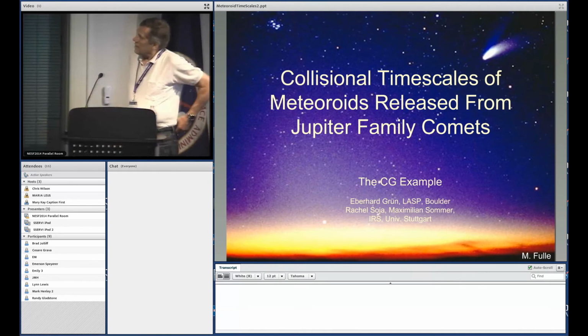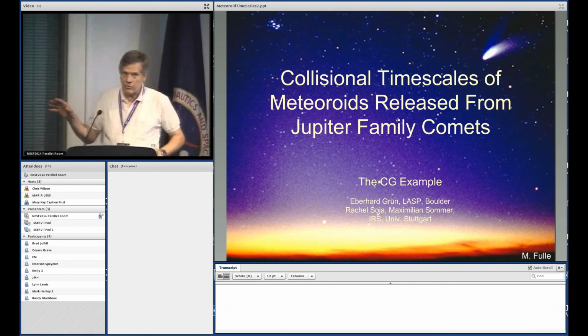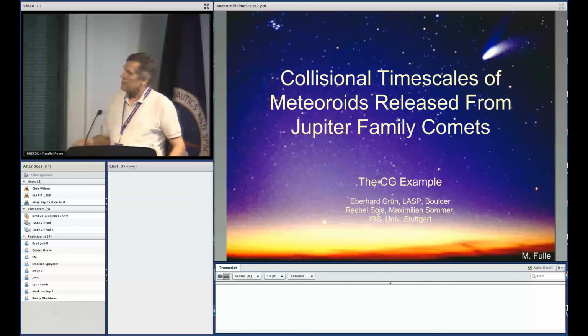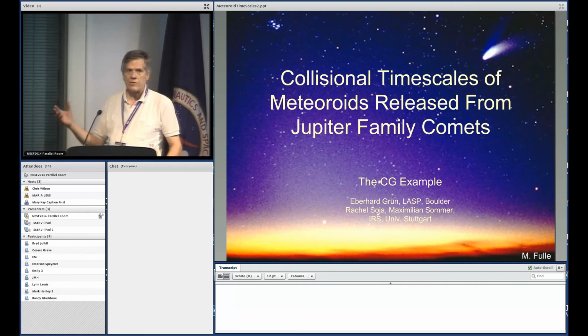Okay, this is work in progress. My collaborators are Rachel Surya and Max Sommer from the University in Stuttgart. So far we looked at a specific example, Comet Churyumov-Gerasimenko, and over the next months we hope to get much more information on the release of meteoroids from a comet, namely from this comet, through the Rosetta mission. Therefore, that's what we concentrated on so far.